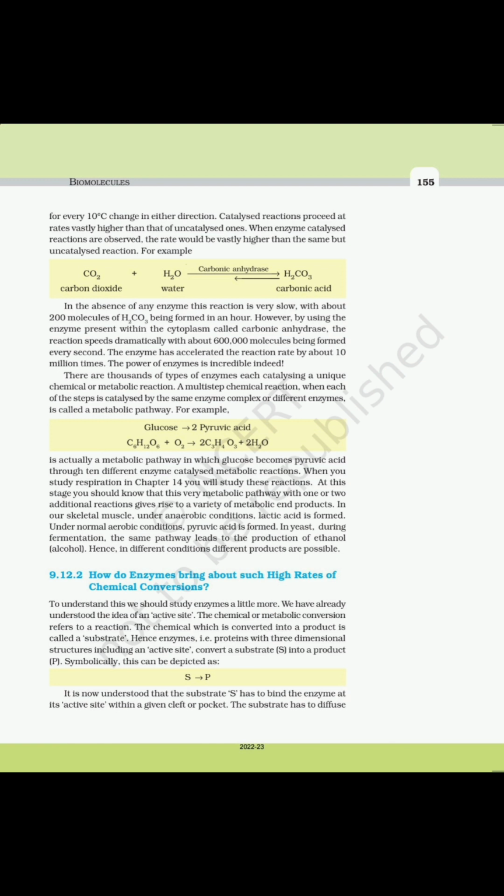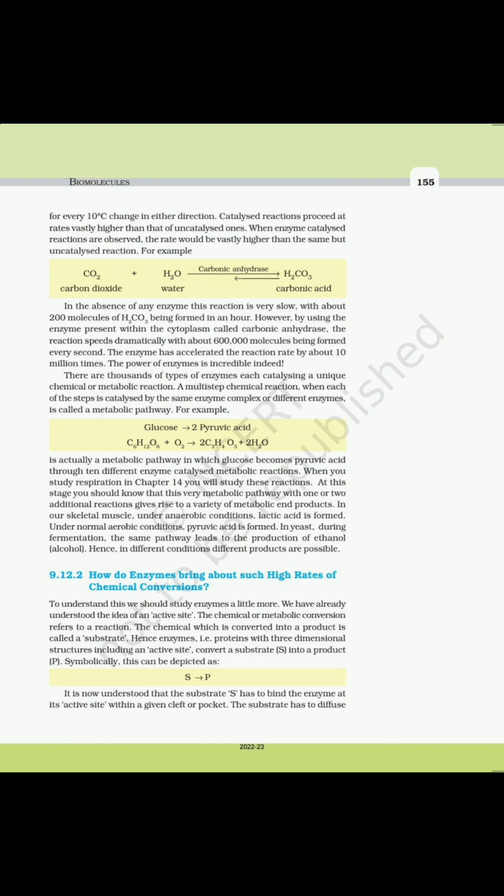However, by using the enzyme present within the cytoplasm called carbonic anhydrase, the reaction speeds up dramatically, with about 600,000 molecules being formed every second. The enzyme has accelerated the reaction rate by about 10 million times. The power of enzymes is incredible indeed.